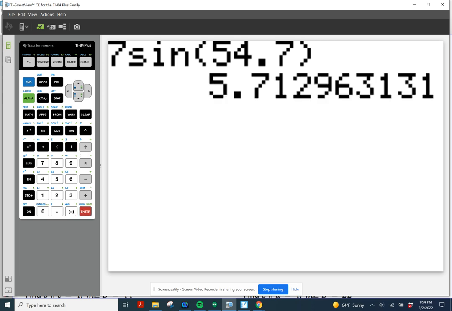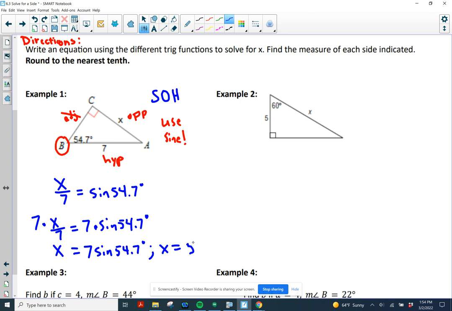And that is going to give us 5.7 when we round it to the nearest tenth. So x equals 5.7, and we're done. All right, example 2.